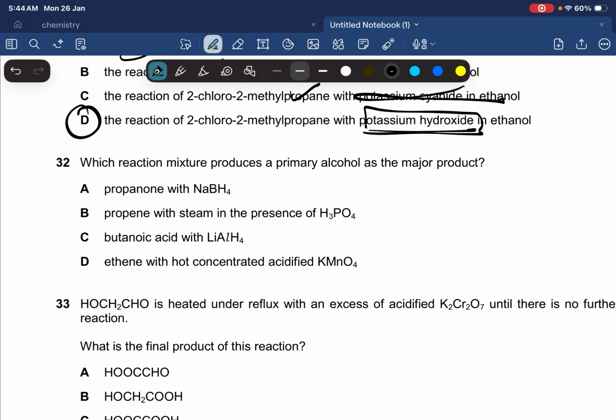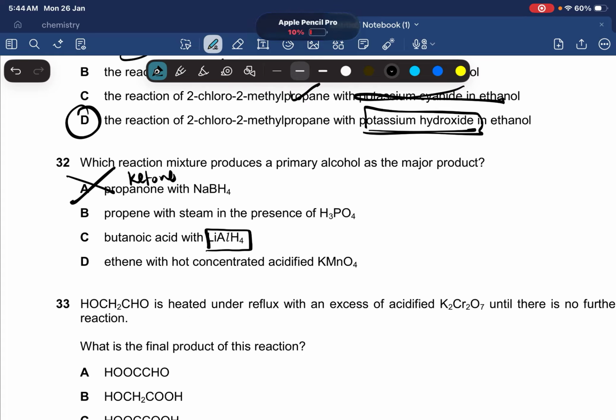Propanone with NaBH4. That's a ketone, and the reduction of a ketone produces secondary alcohols, not primary. Propene with steam in the presence of H3PO4. Okay, so we have propene with steam, and then we have butanoic acid with LiAlH4. You've got to realize one thing over here.